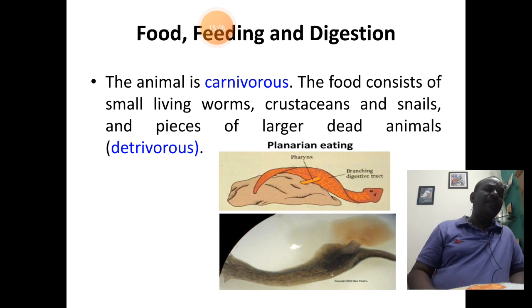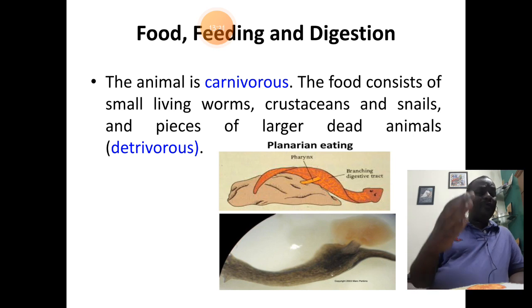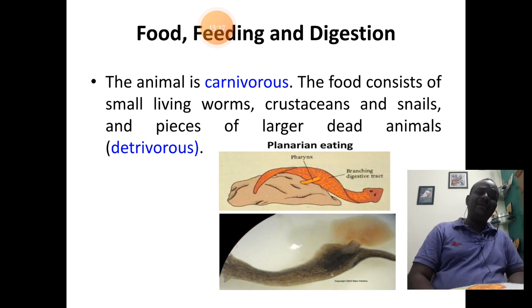Generally, it is called carnivorous. You can see that in the slide, diagrams 1 and 2, where a Planaria is feeding on food. When we say carnivorous, it feeds on other miniature forms of larvae and organisms.